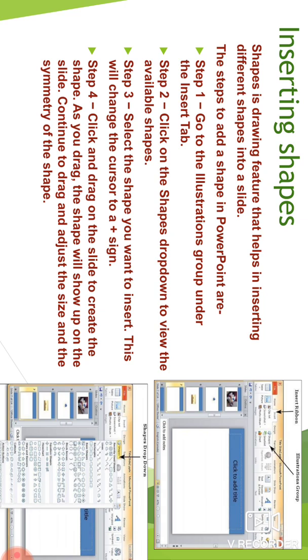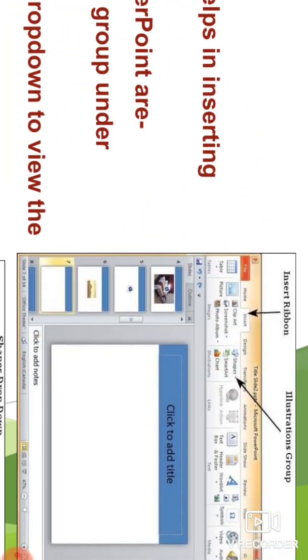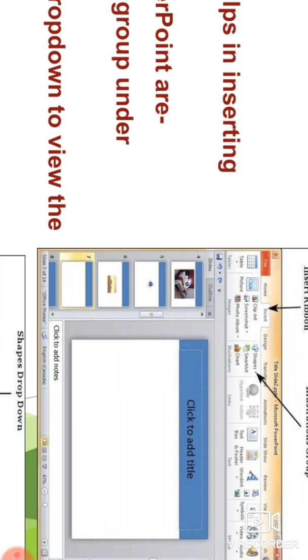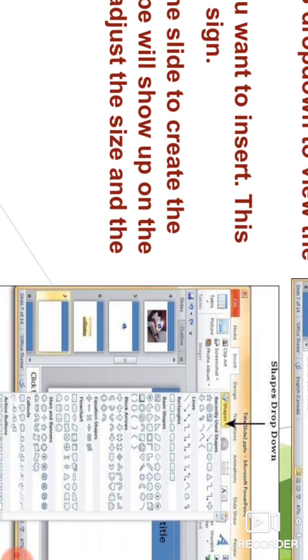Click on the illustration group under the insert tab. When you click on the illustration group, you can see a shape option. Here I am zooming in. See, the shape option is there, and beside this shape option a down arrow is given. Click on this down arrow. When we click on this arrow, so many shape options will open in front of you. Then according to your requirements, select the shape.